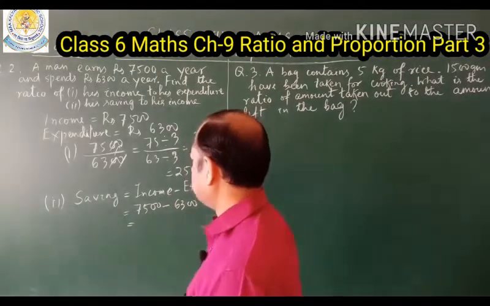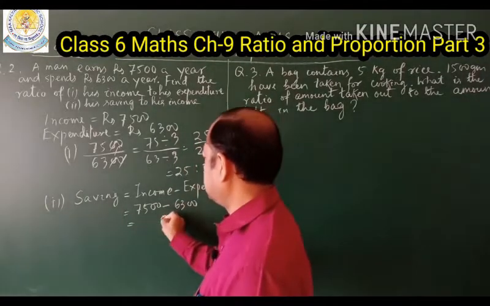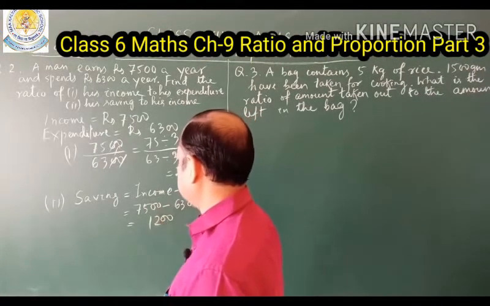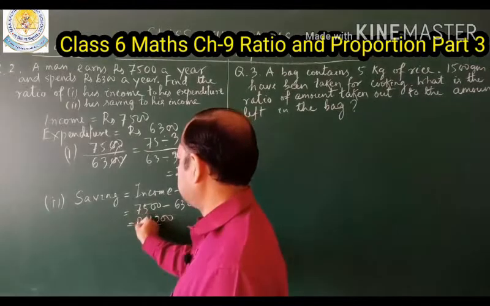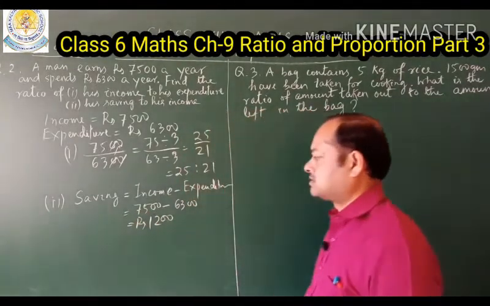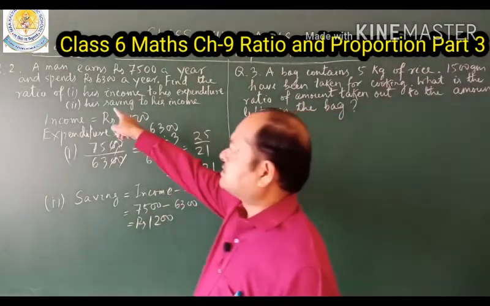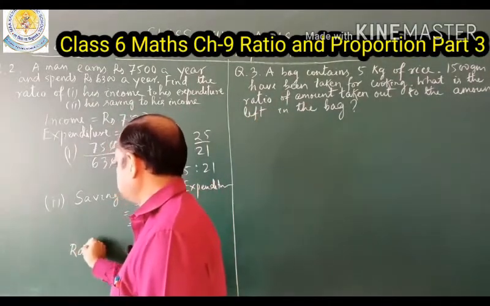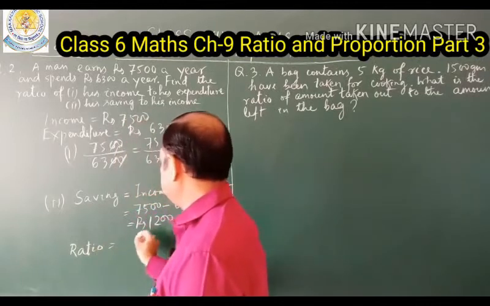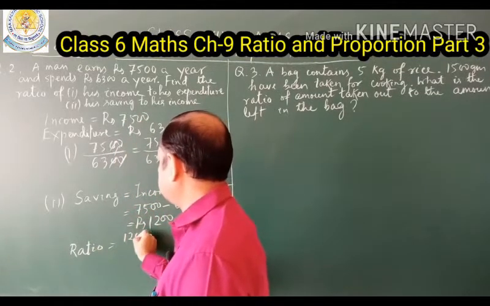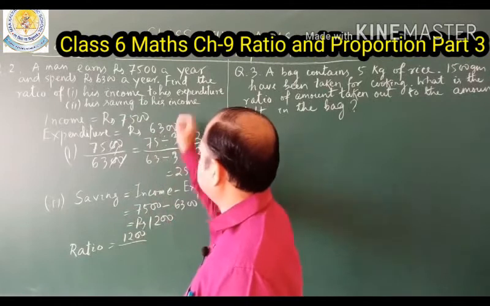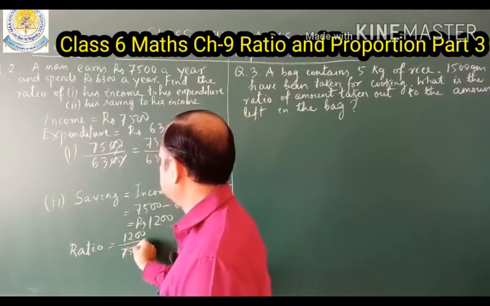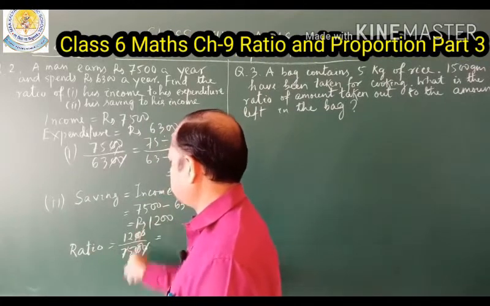Okay, so which amount did we get here? 00 here, 5 minus 3 is 2, 7 minus 6 is 1. So 1200 is the saving of that person. Now it says find the ratio of his saving to his income. So the ratio equals saving, which we got here as 1200, and income, already given, that is 7500. Both zeros cut here, just minimize it.